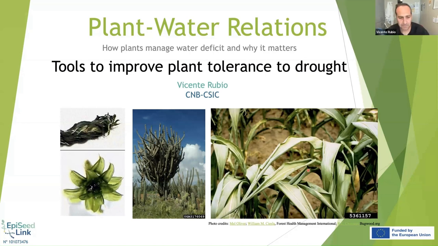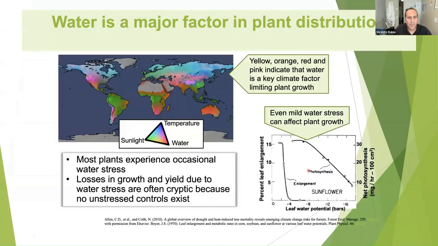So you're fine? Okay. So, this is a general introduction on how plants behave under drought stress conditions. You know that water availability is key for plants to grow and to reproduce, and that it's going to be a limiting factor in many areas in the world.